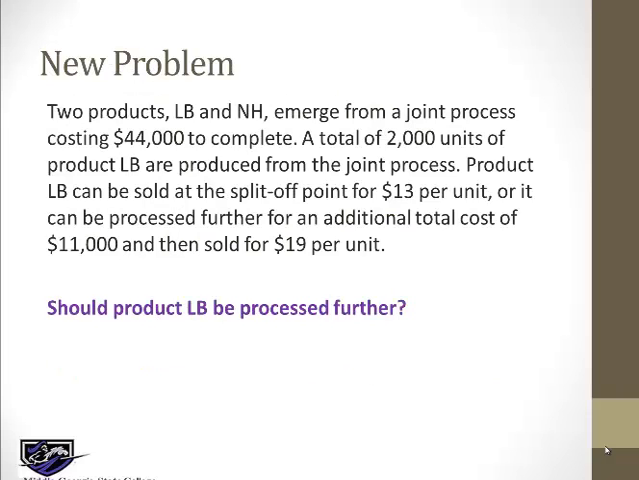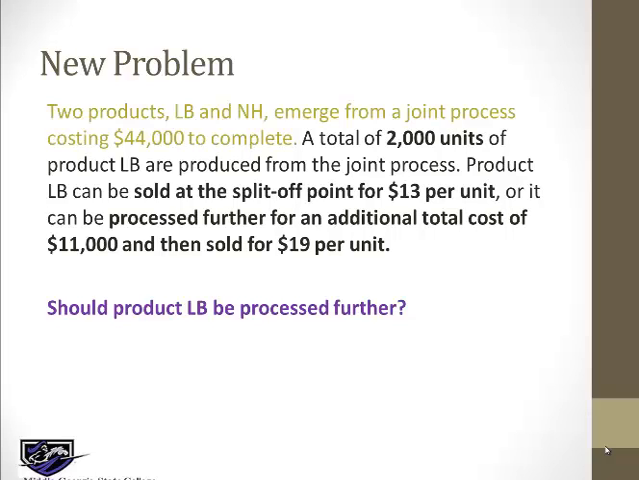Let's try another one. You can freeze the frame and see if you can work this, and then rejoin and walk through it with us and see how you did. So two products, LB and NH, emerged from a joint process that cost $44,000 to complete. A total of 2,000 units of LB are produced from the joint process, and they can be sold at the split off for $13, or they can be processed further, costing $11,000, but then they can be sold for $19. Okay, should they process LB further?